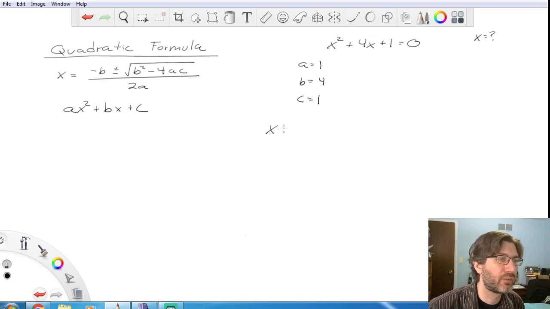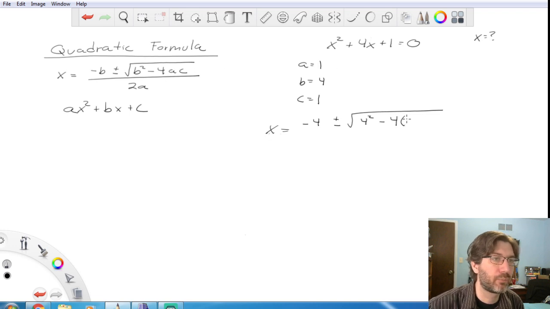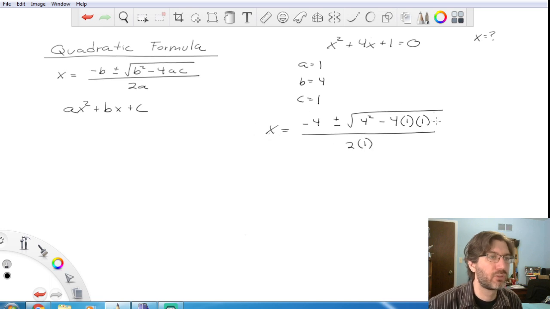So here x is going to equal negative b, so that's going to be negative 4 plus or minus the square root of b squared, and again b is 4, so that's 4 squared, minus 4 times a, which is 1, so we're going to multiply that by 1, and c, which is also 1, so we're going to multiply that by 1, and that's all being divided by 2 times a. 2, and then a is going to be 1. Once you substitute in, you can just start doing order of operations to simplify things.